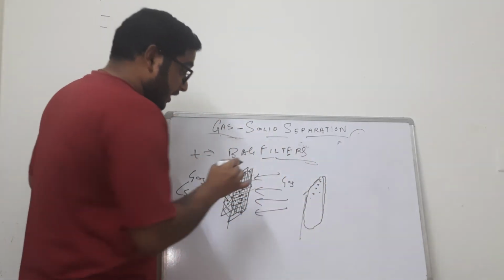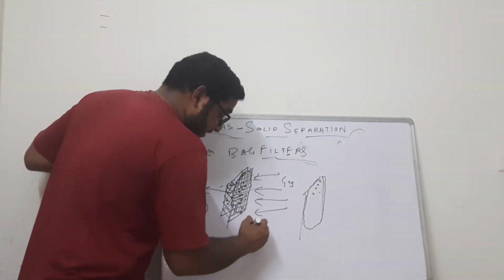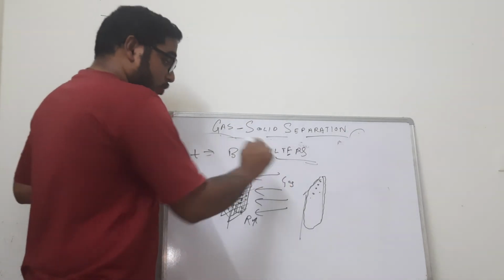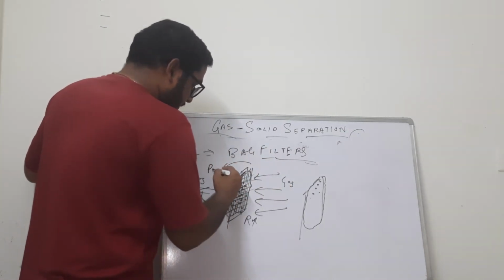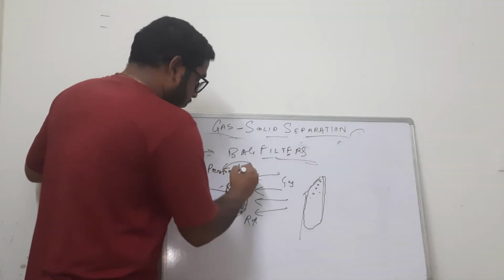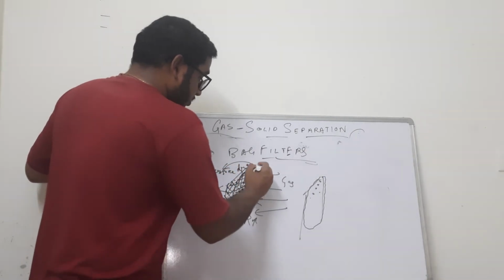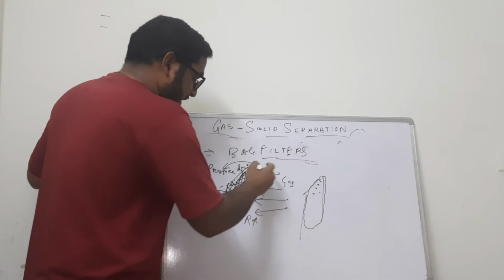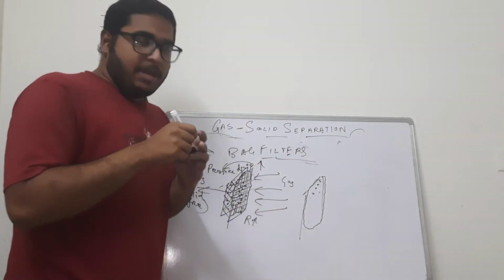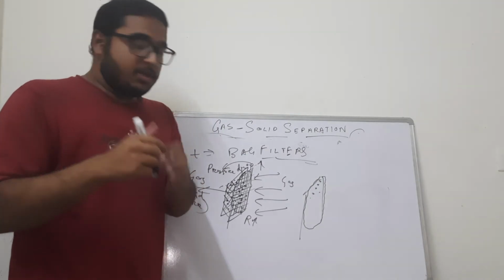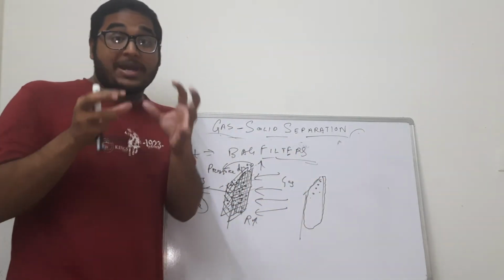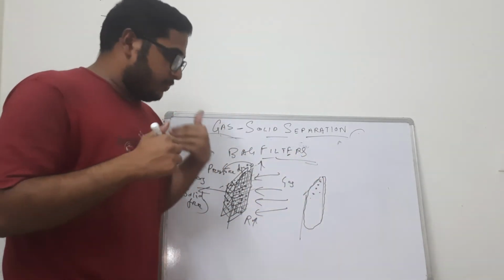As it increases, it provides extra resistance to the gas flow, and hence the pressure drop across the bag filter increases. So as time passes, the gas finds difficulty in passing through the bag filter. The solid layers form an extra resistance to the gaseous medium.